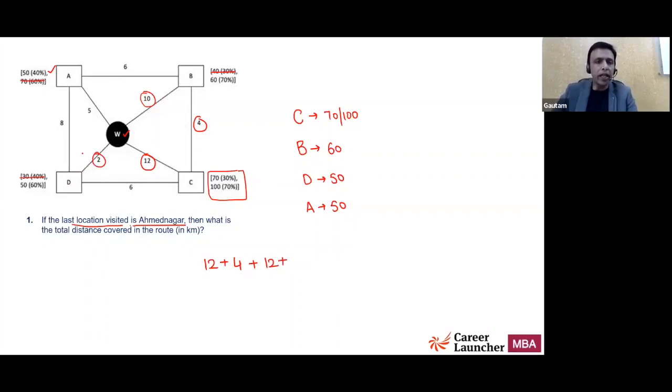Now from D, there are two options. Either he will go through the warehouse, but going through the warehouse is going to give me 7 kilometers. The direct route is 8. So obviously we'll go through the warehouse because that is the minimum distance. So the route through the warehouse is going to give me another 7 kilometers. So this is going to give me 16 plus 28 plus 7. The total distance traveled in this case has to be 35 kilometers.